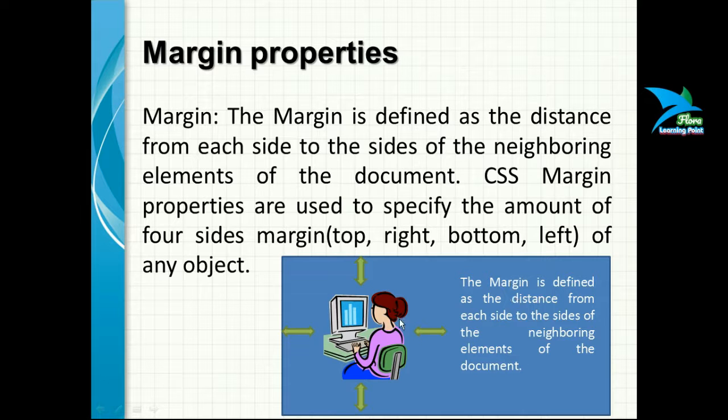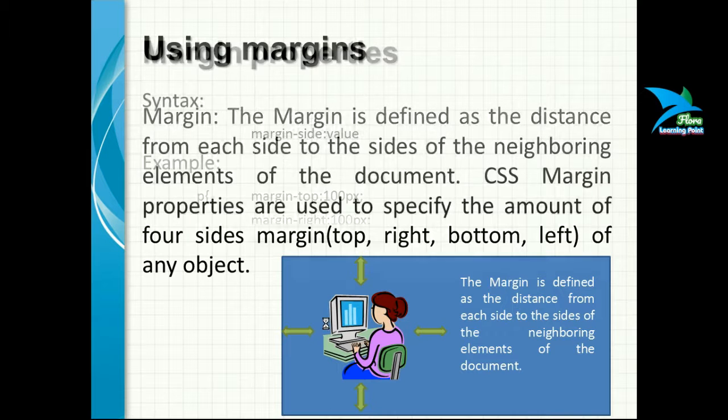This one is a paragraph, so it is a neighboring element. Now it's the distance between the object, this picture, and the neighboring element, that is the paragraph. This distance is known as the right margin. And in the same way, the bottom margin is the distance between this object and the neighboring element of this web page. So these are all about margin properties.